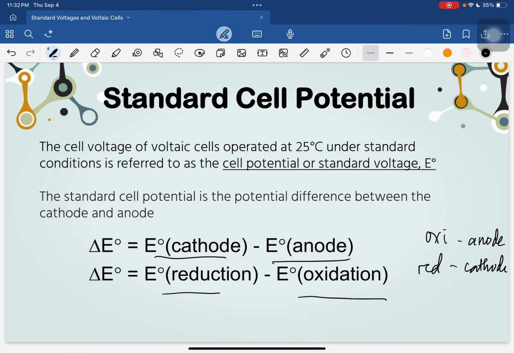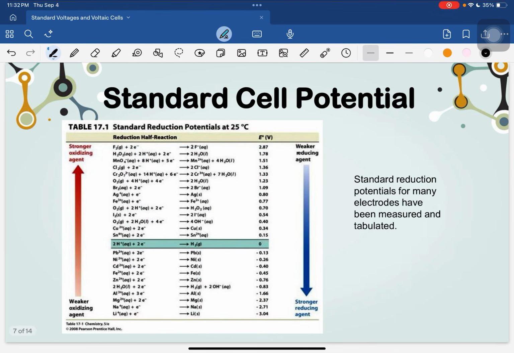Just make sure that that is clear and you always remember that. And I'm sure that for every problem regarding standard cell potential, you can get it. Always remember the pairing. And of course, to help us in getting the cell potential, it's called the potential difference because we will be comparing the voltages of reactions, and their difference is actually what we call our voltage.